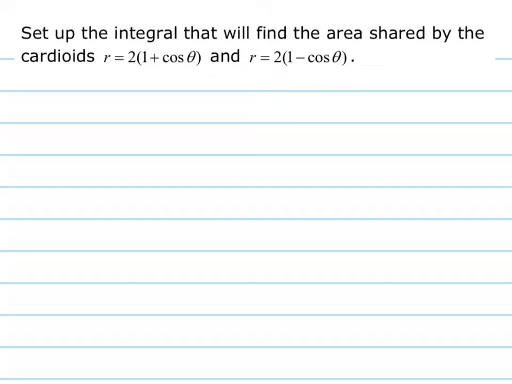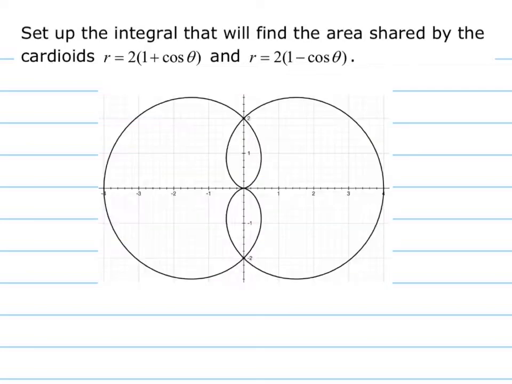So we want to set up the integral that will find the area shared by the cardioids r equals 2 times the quantity 1 plus cosine theta, and r equals 2 times the quantity 1 minus cosine theta. So always the first thing I want to do is graph my equations. When I graph them, I see that they're basically mirror images of each other over the y-axis, and they're sideways cardioids. So they have these little raindrop shaped regions that they share over the y-axis.